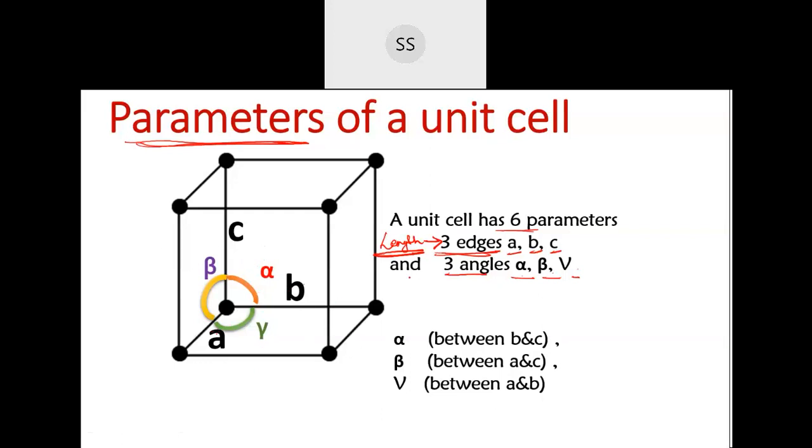Now I'll move on. Based on these parameters, we will be studying that later. Again, further classifications are there. Different kinds of crystal systems, you will be studying that later.